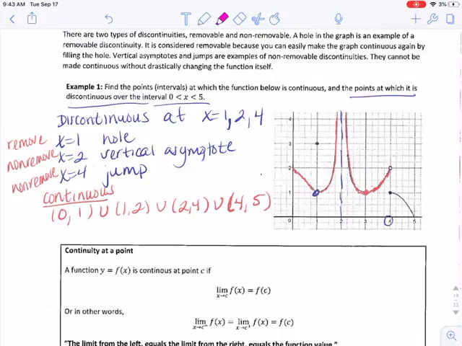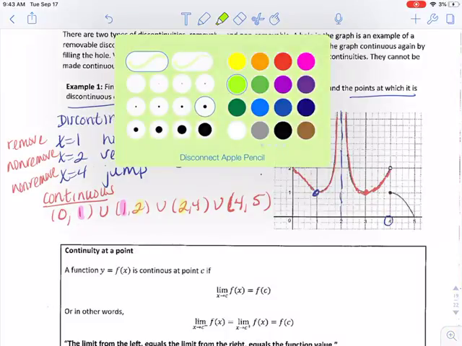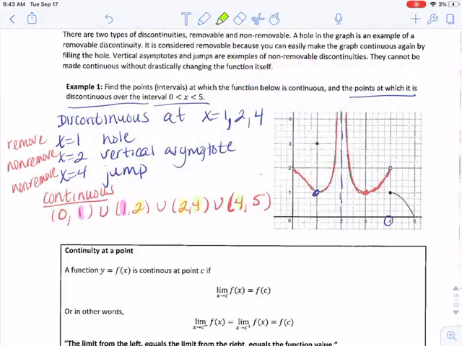Notice where it breaks apart. 1, that's where it's discontinuous, that's the hole. Then you have the 2, from 2 to 2. So notice how 2 shows up in both places. That's where it's discontinuous, that's your vertical asymptote. And then it's also discontinuous at 4. 4 is here and 4 is there. All right, so that's the intervals where it's continuous. It breaks apart at the discontinuous points.